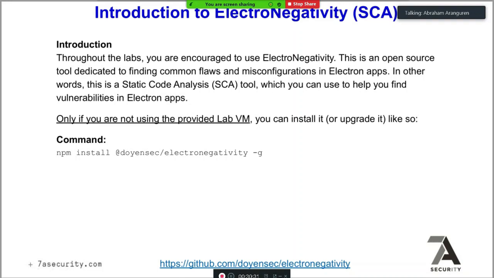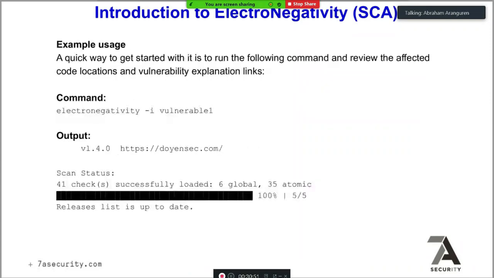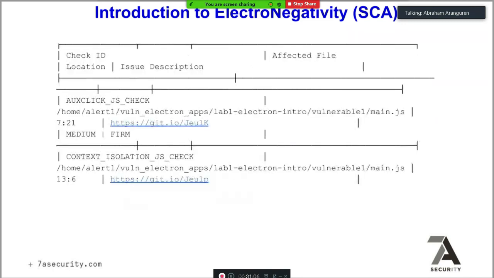You can install it very easily: just do npm install -g @doyensec/electronegativity. The -g is important because you want to install it globally on your system so that you can run it from anywhere in the path, without installing it as a local application. Then just run electronegativity with -i and the folder where the vulnerable application is, or where it has been extracted. This will do an analysis and look for a lot of possible security problems.